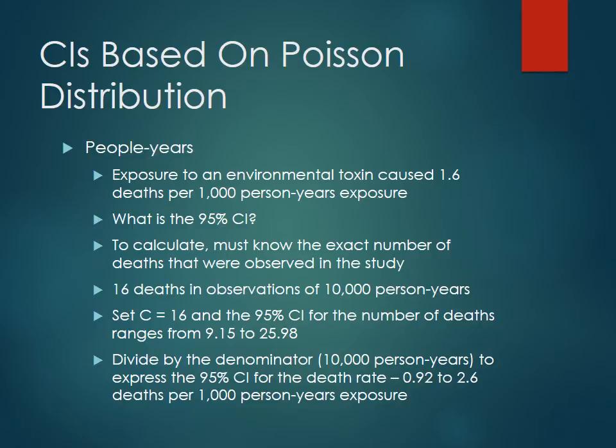That makes sense? Then you can divide it back out to the same 1,000 person years you were talking about previously, and say anywhere between 0.92 deaths and 2.6 deaths per 1,000 person years. So again, just another example of how you can use a Poisson distribution to give you an idea of rates that you get from a sample, and how you can apply that back to the general population.